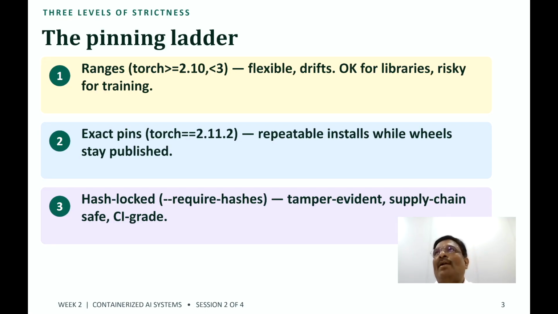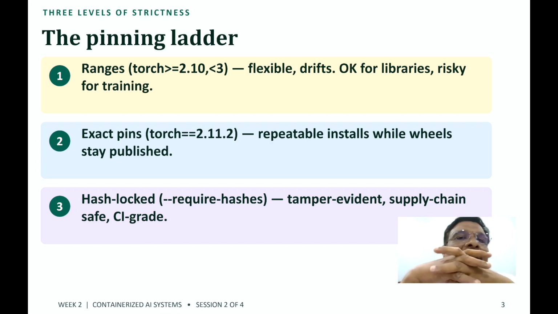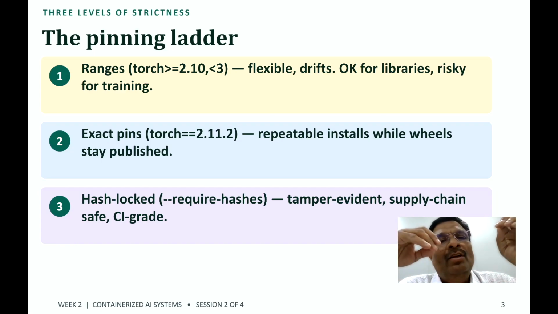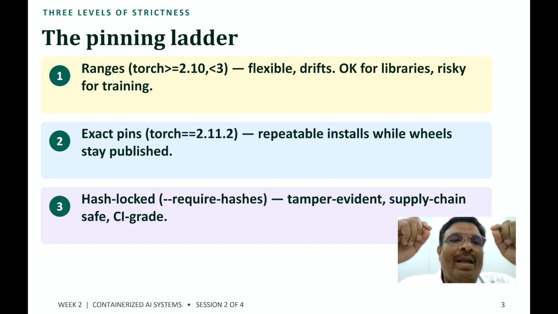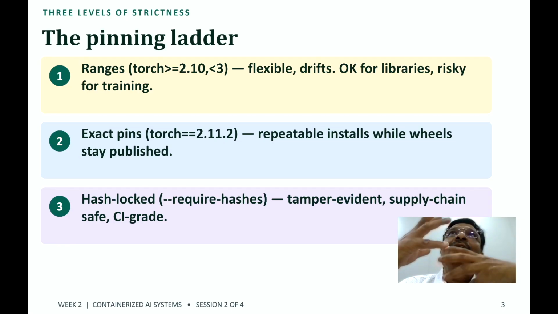Okay, so you have developed some model in PyTorch and you use it for training. The ranges you need not pin, but you have to be very exact in pinning the torch version, right? Exact pins basically mean I say torch should be installed, which is 2.11.2. It is a repeatable install while wheels stay published. So this basically means we are talking of the versions, right?